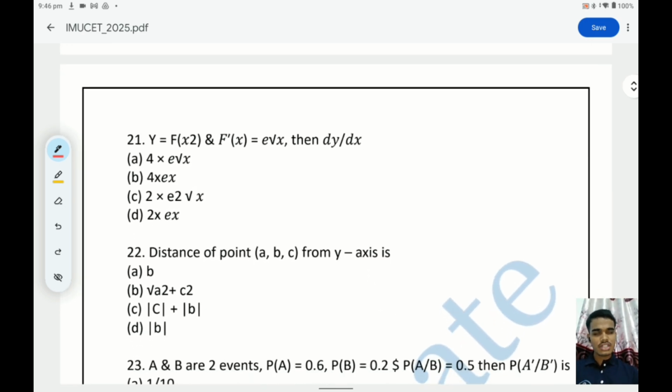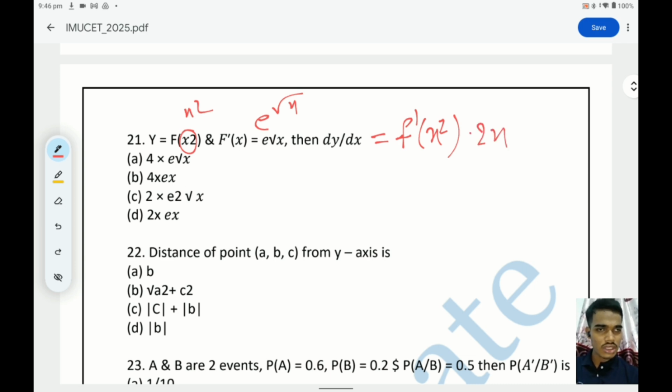Now about 21. 21 is what? y is equal to f of x square and f dash x is e to the power root x. This is e to the power root x and this is x square. Okay, now we have to find dy by dx. dy by dx will be f dash x squared, and derivative of x squared will be 2x. So this will be the result. Okay, and f dash x is this one, e root x, so our value will be e of root x squared into 2x. Its value is e to the power x into 2x. Okay, so I think option D will be the correct answer.